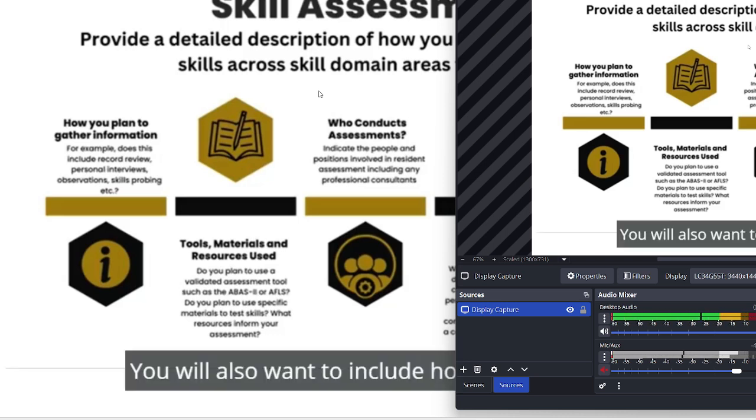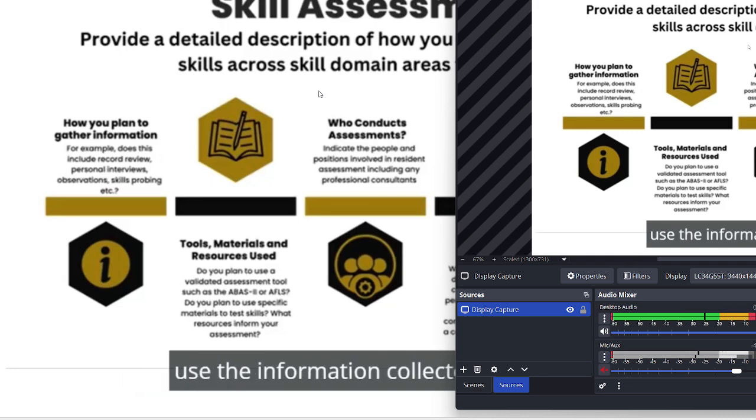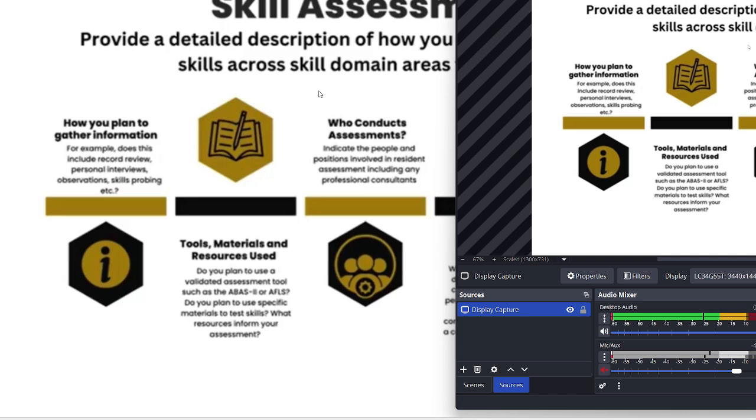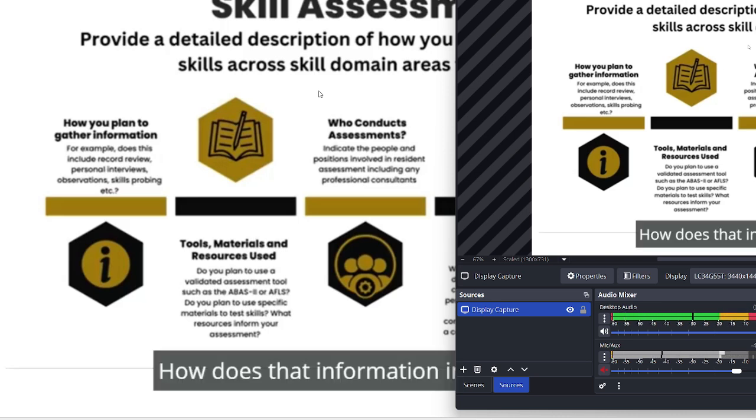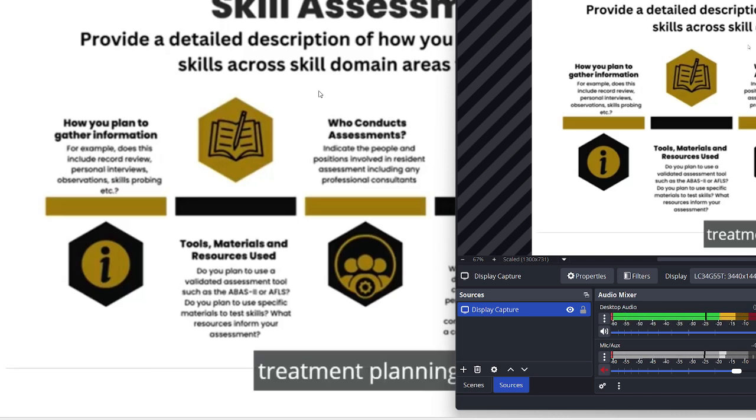You will also want to include how you plan to use the information collected during assessment. How does that information inform your treatment planning?